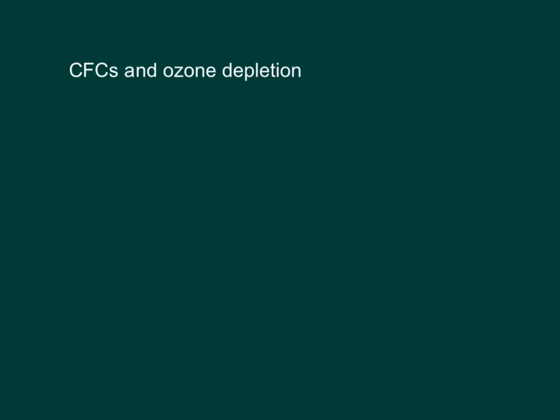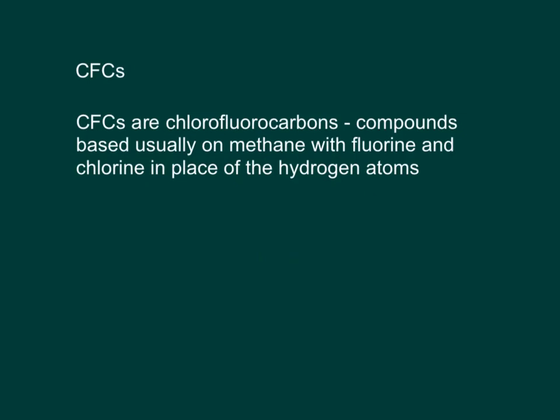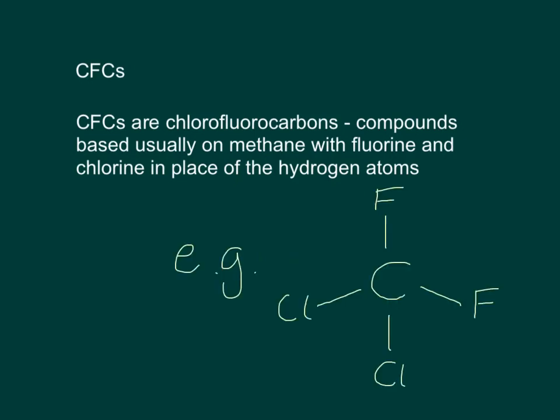So what have we done to the ozone layer? We've introduced CFCs. CFCs are chlorofluorocarbons. They're compounds that are based usually on methane, but instead of having hydrogen atoms, they have fluorine and chlorine. So something like this. This would be dichloromethane.